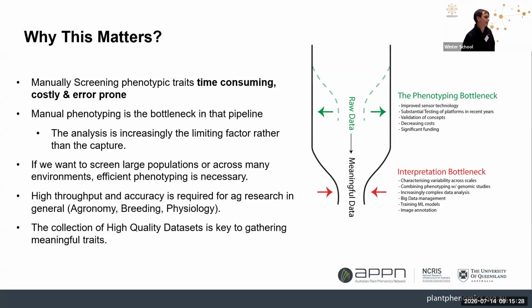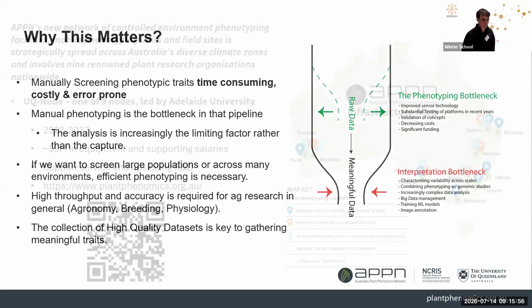And I'd just say that nowadays, I think this phenotyping bottleneck has probably switched from phenotyping and collecting the data to interpreting that data. So making useful information from all of the data that we're collecting. In APPN, I think we collected 100 terabytes of data last year. That's a huge amount of information. But if I were to just hand that on a hard drive to somebody, they're not really going to find that particularly useful. So we have to synthesize meaningful traits from this data.